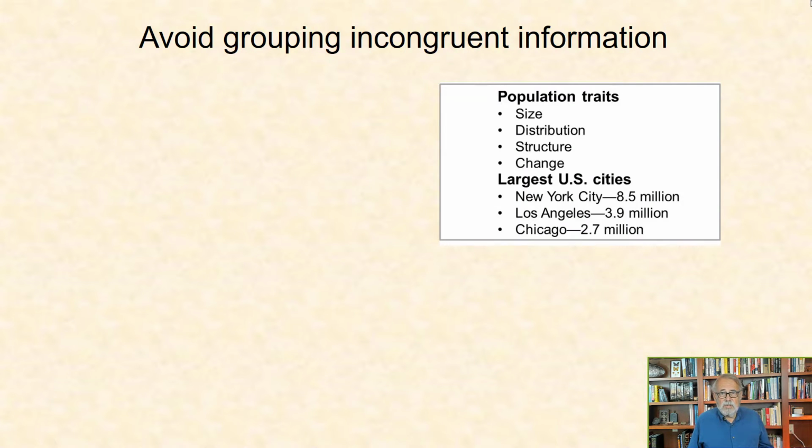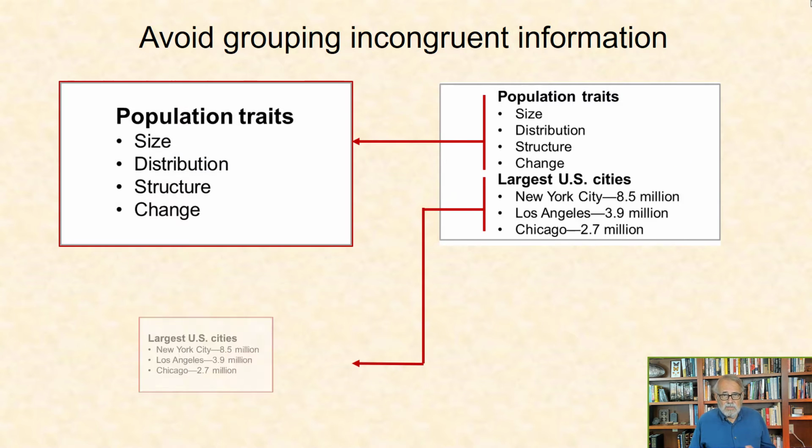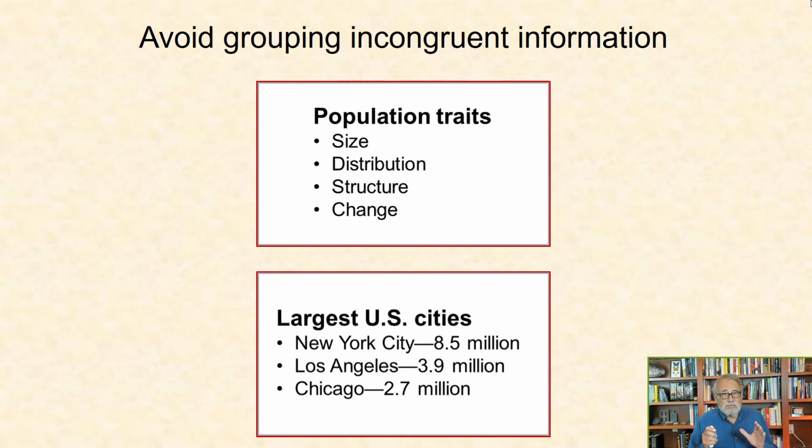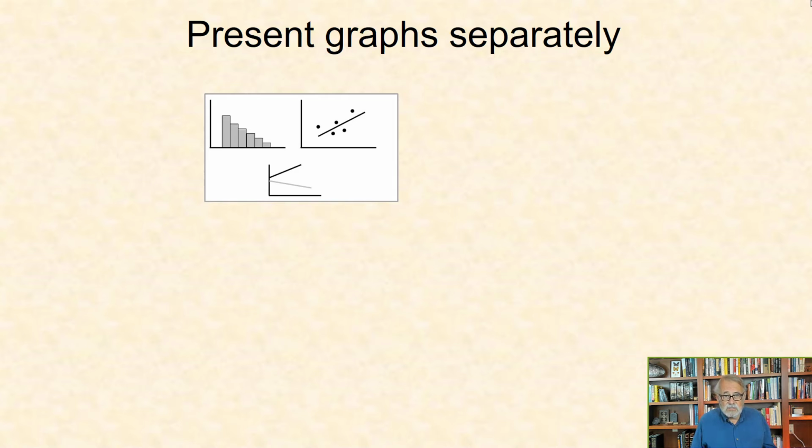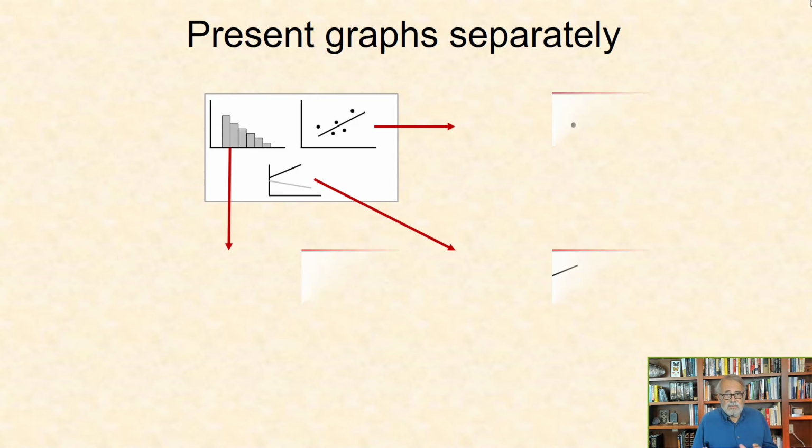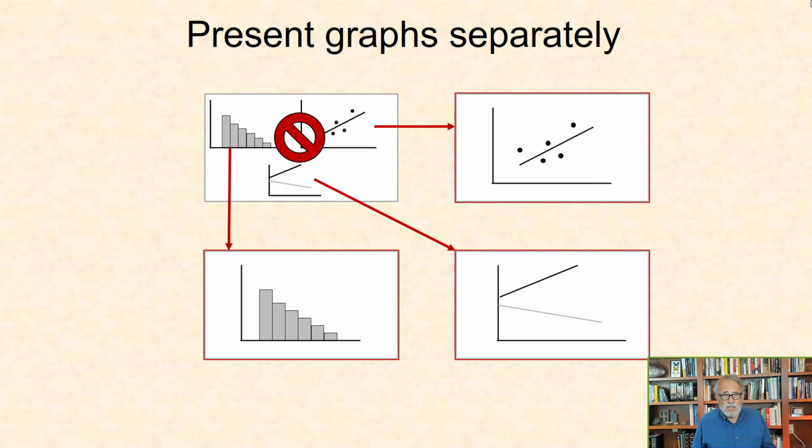Do not group incongruent information on one slide. In this example are two qualitatively different groups of information: population traits and largest cities. This is not only far too much information on a single slide, but these categories of information are incongruent and need to be presented on separate slides. A related example is shown here, where multiple graphs are included on a single slide, but each graph needs to be presented on a separate slide.